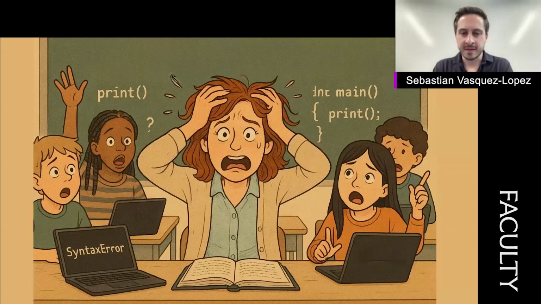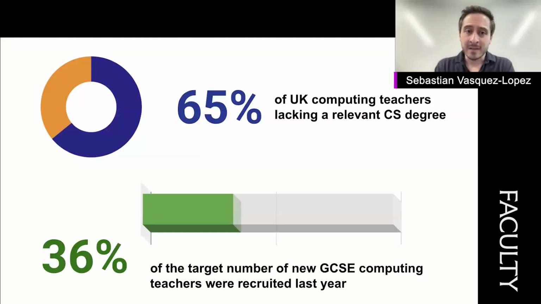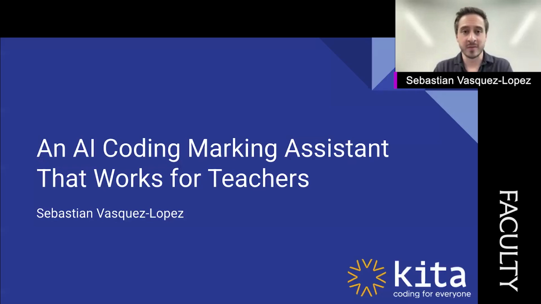Imagine you're a computer science teacher, juggling 20 plus students, each writing buggy Python code, each needing feedback. You've got lessons to plan, emails to answer, and a mountain of marking waiting to be done. You most likely lack a relevant degree to teach computer science, which makes your work even more challenging. And you are part of an increasingly overworked and understaffed workforce that is being asked to teach with limited resources.